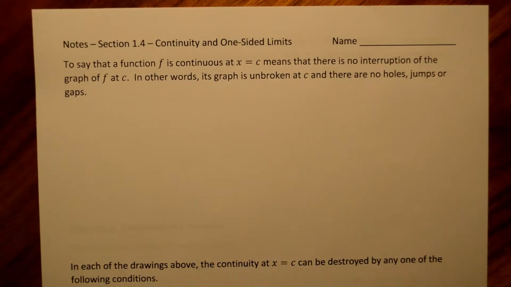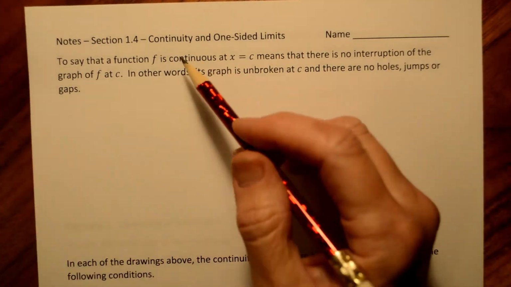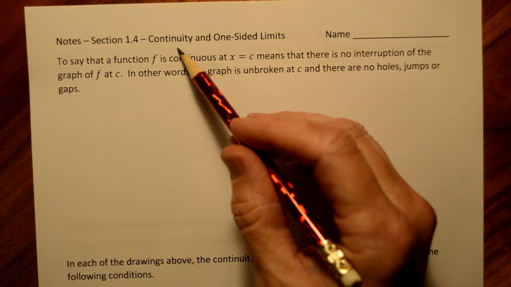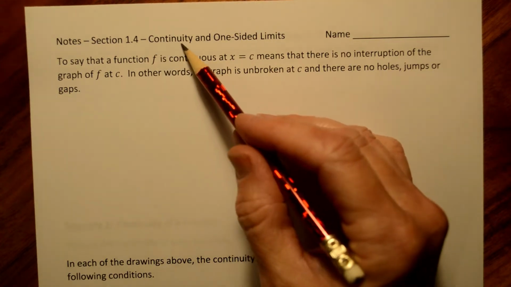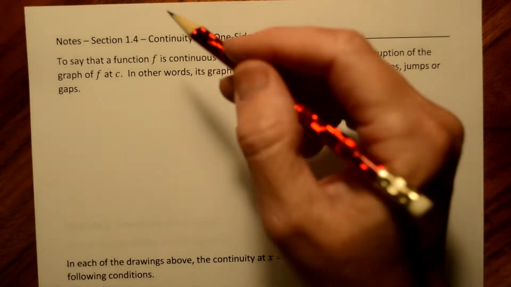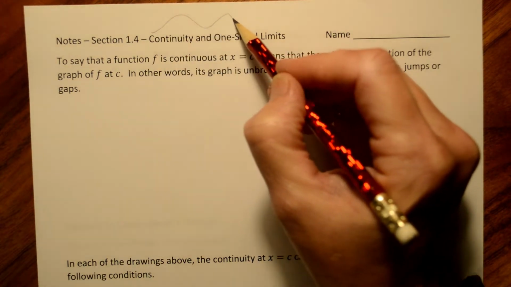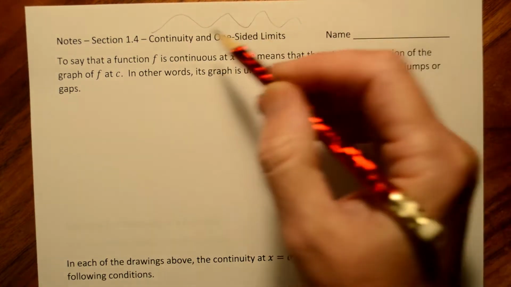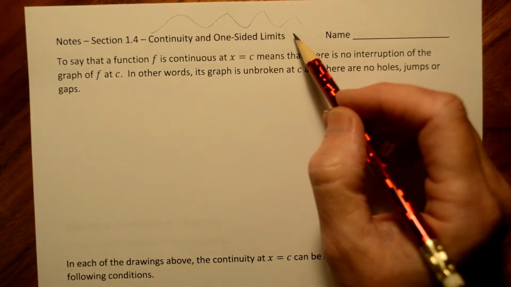Hello. I wanted to work through the section 1.4 notes with you. This section is going to be on continuity and one-sided limits. Continuity we've already kind of alluded to. Basically it's a function where you can just draw it without picking up your pencil. So it's a nice smooth curve, no jumps, no breaks.